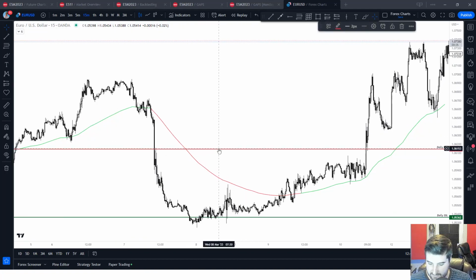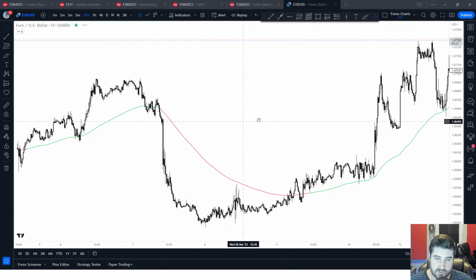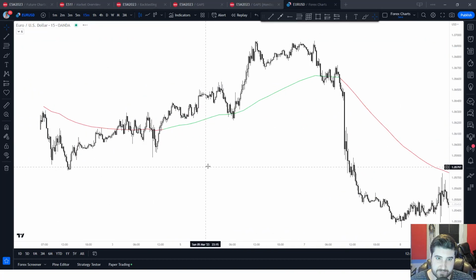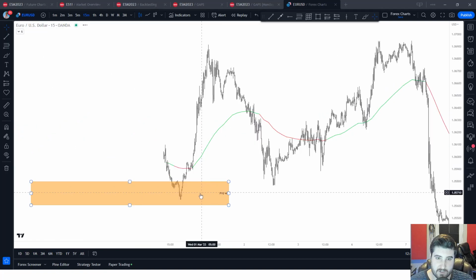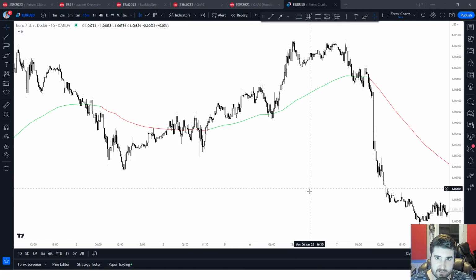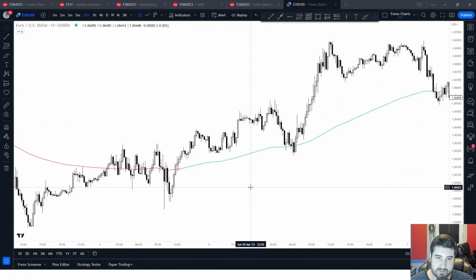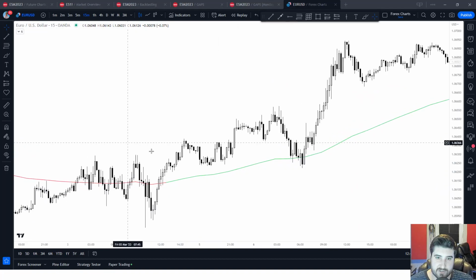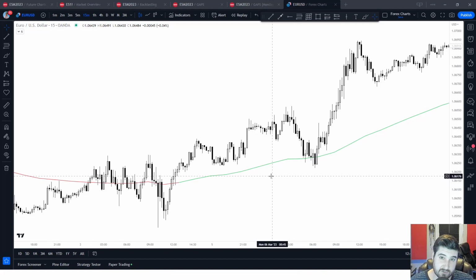So let me take these lines off. Keep it clean for us. Okay, so let me remove all drawings. Okay, so support and resistance. Using this trend line, this is a support area. But it's not just that. This is going to get a little complex, so just follow with me.